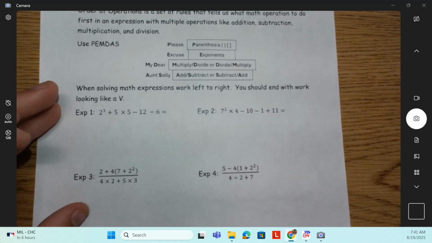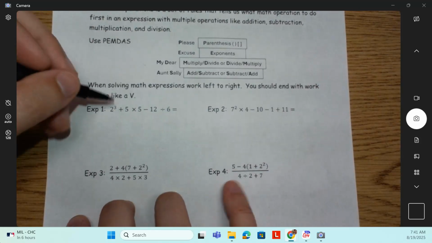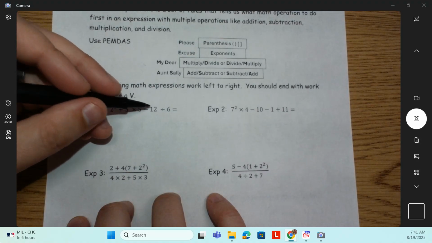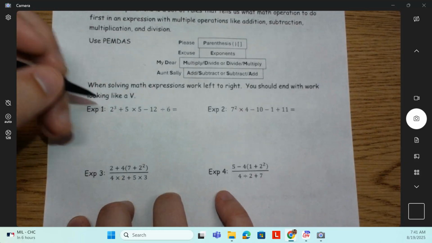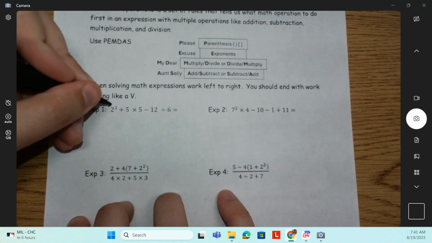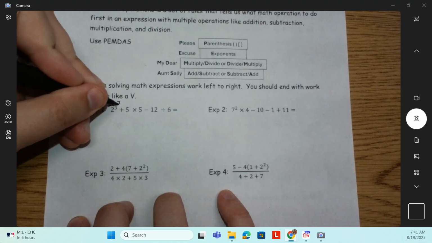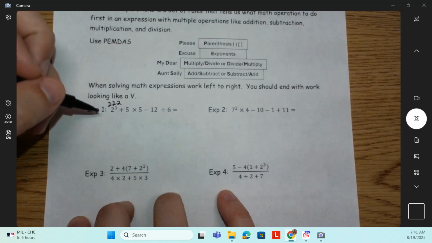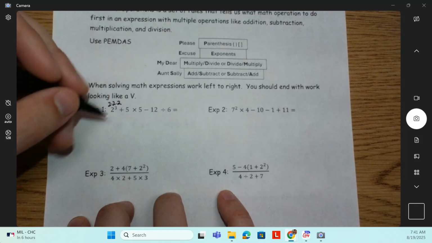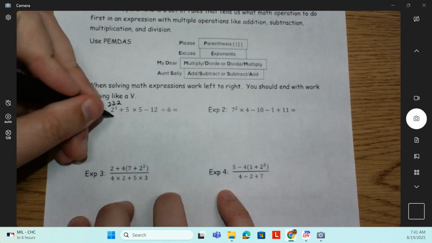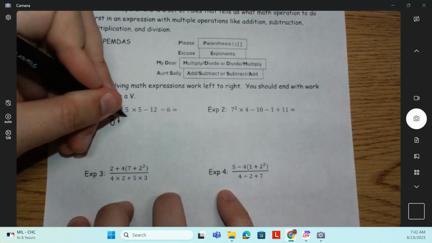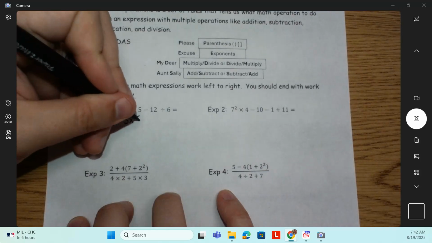So let's look at a couple of examples for this. On the first one, I've got 2 to the third power plus 5 times 5 minus 12 divided by 6. And let's remember, when I'm doing 2 to the third power, it's like saying 2 times 2 times 2. So just remembering, we're not counting by twos, we're multiplying 2 by itself each time, or doubling it each time. So that's going to be 8. And then I'm going to copy down what I've got left because I'm done with that step.